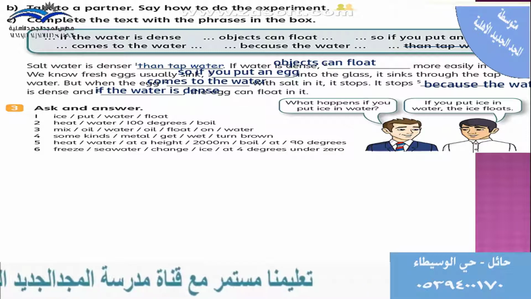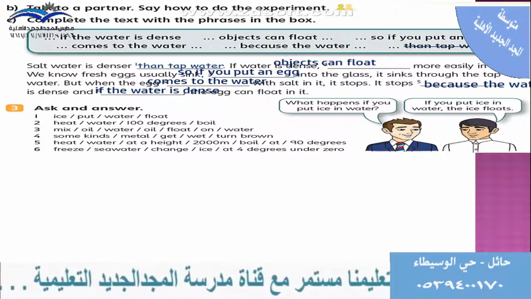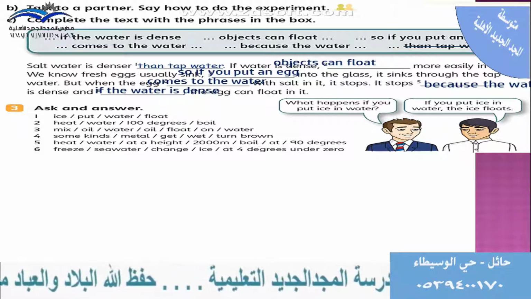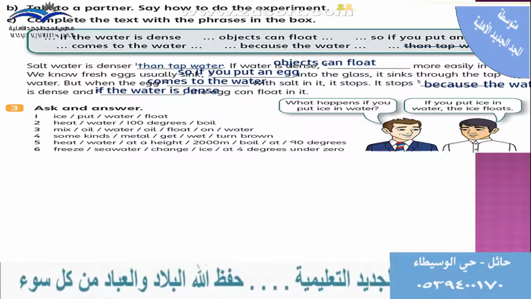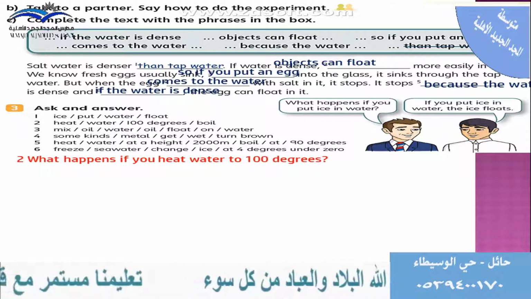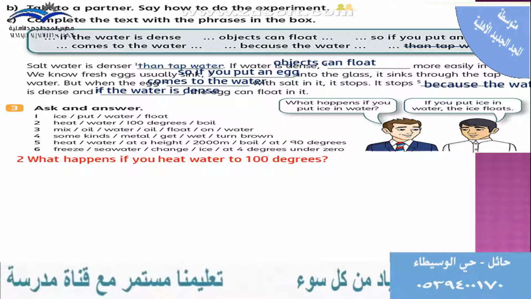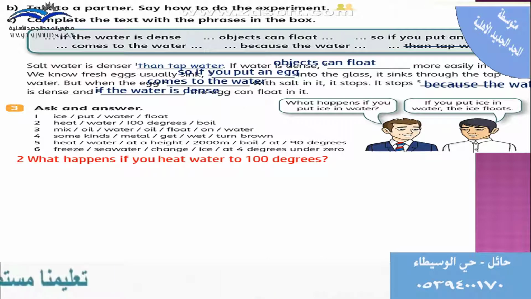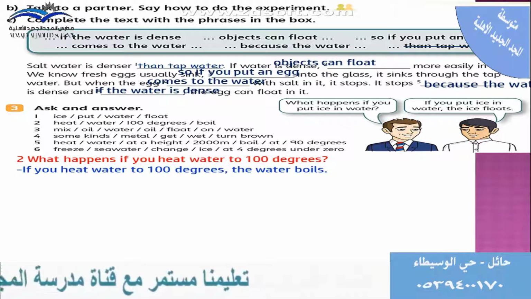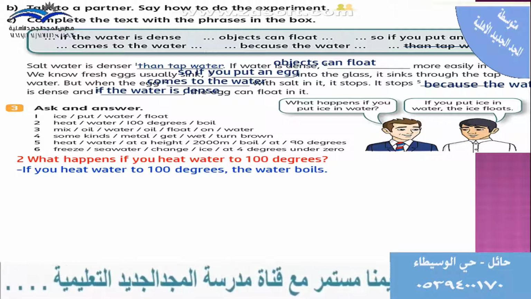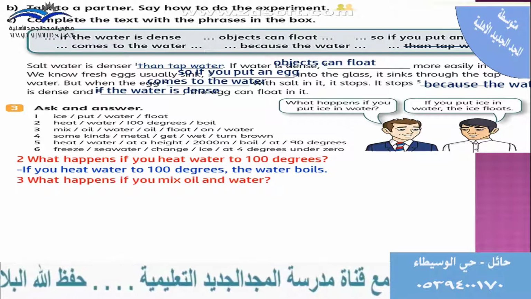Number 2, heat water 100 degrees, boil. What happens if you heat water? So this is the question. What happens if you heat water to 100 degrees? The answer: if you heat water to 100 degrees, it boils. Or water boils.